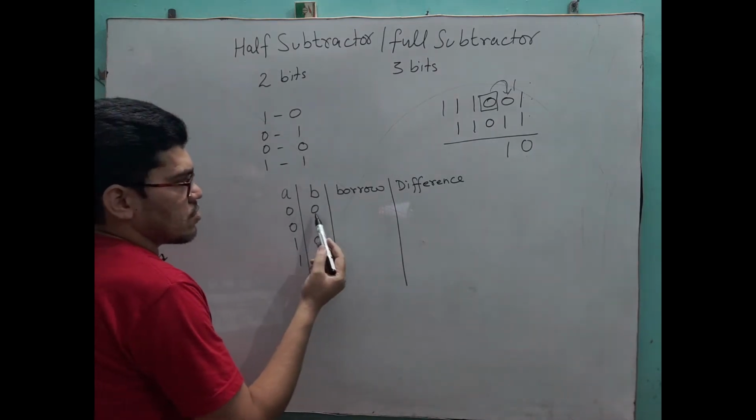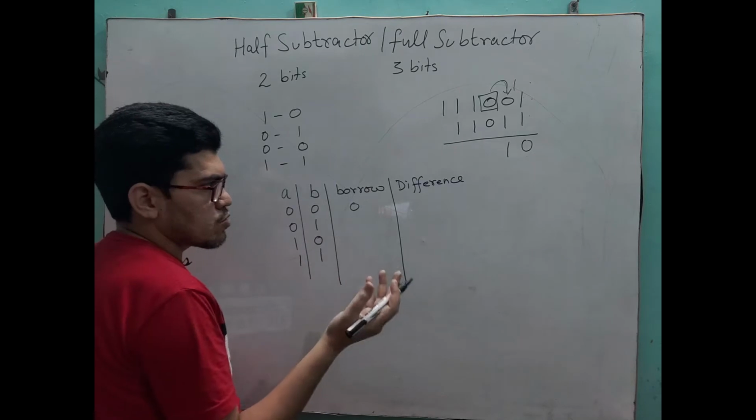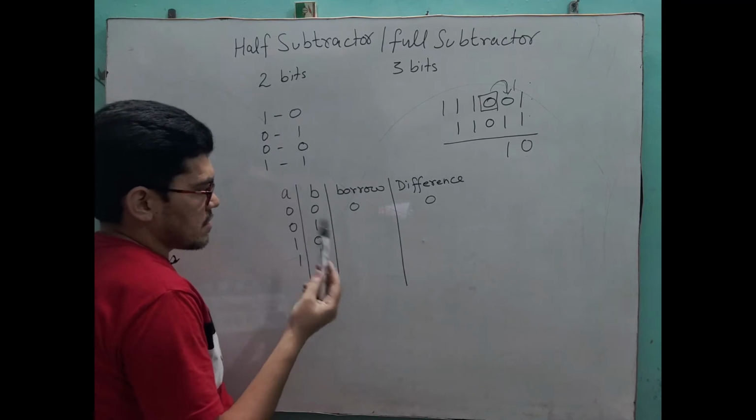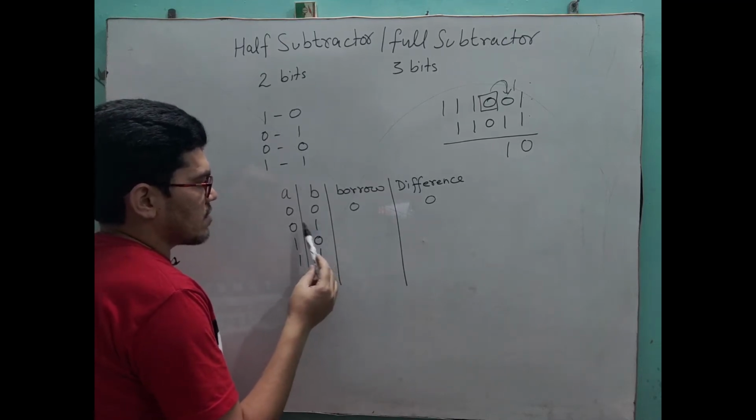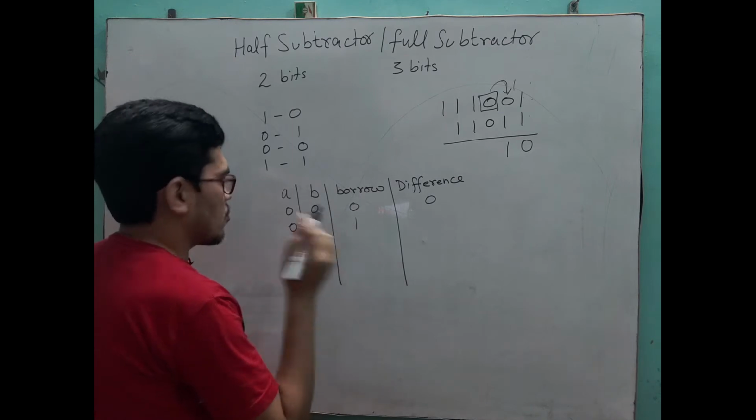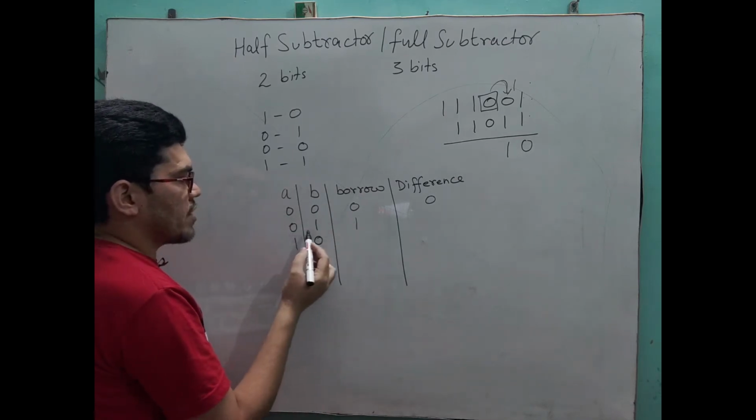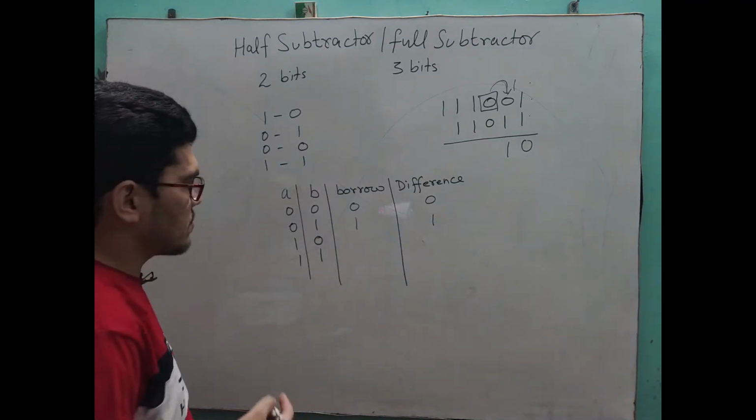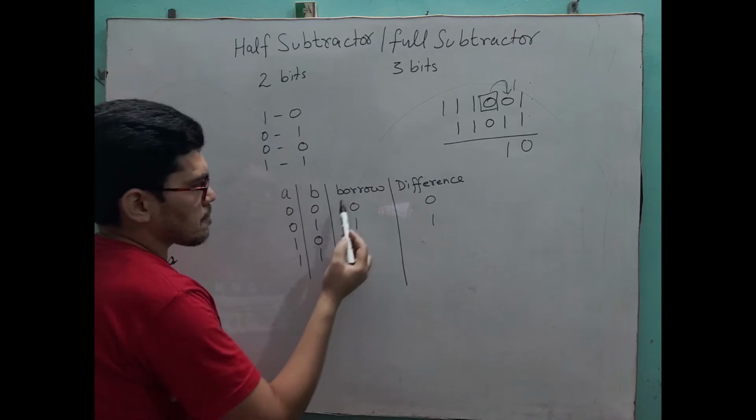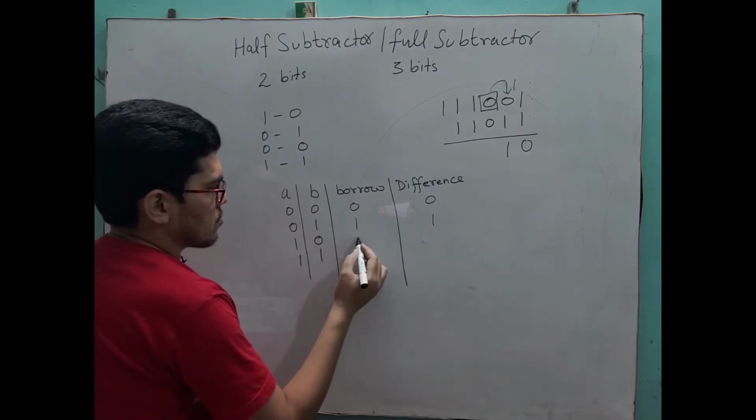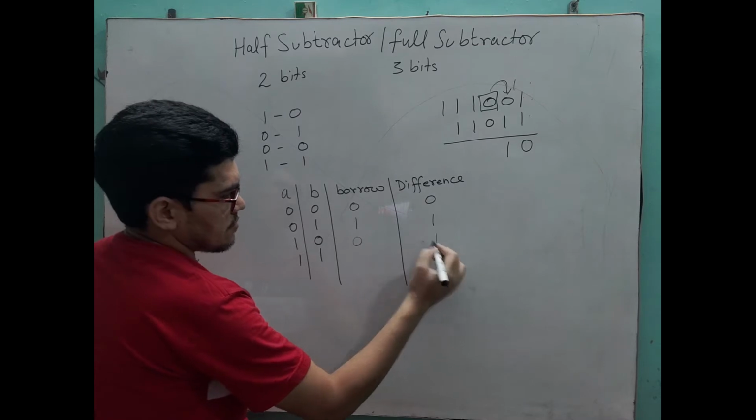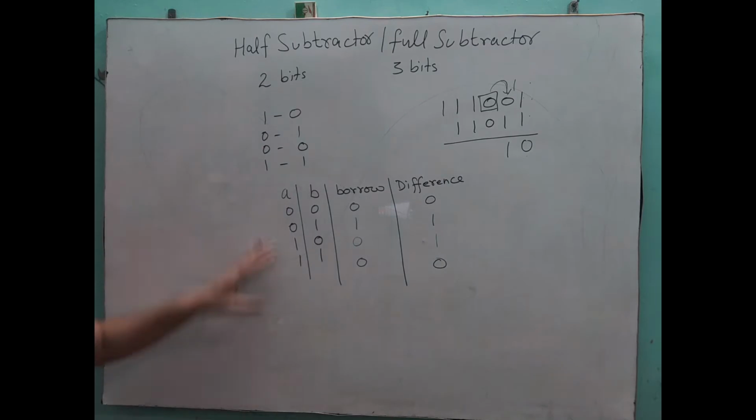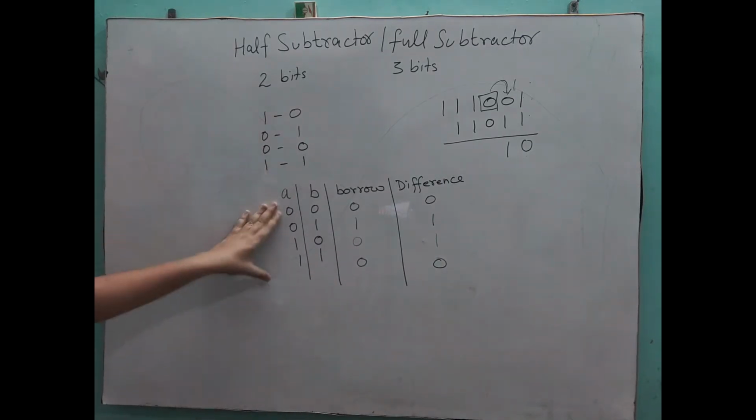Now 0 minus 0, no need to take any borrow, and difference is also 0. 0 minus 1, since we cannot subtract 1 from 0, we have to take 1 borrow, so it will become 1 0, and 1 0 minus 1, difference will be 1. Next, 1 minus 0, no need to take any borrow, and the difference will be 1. 1 minus 1, 0 0. So this is my truth table for half subtractor.